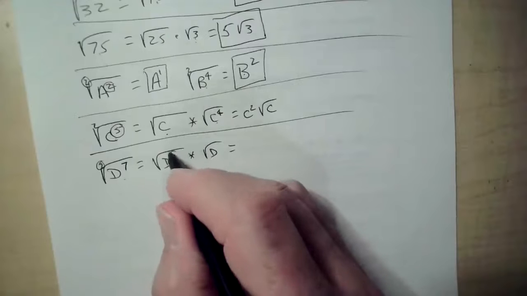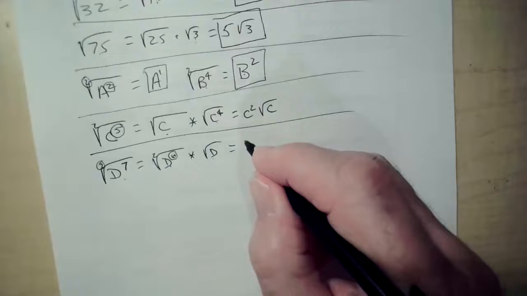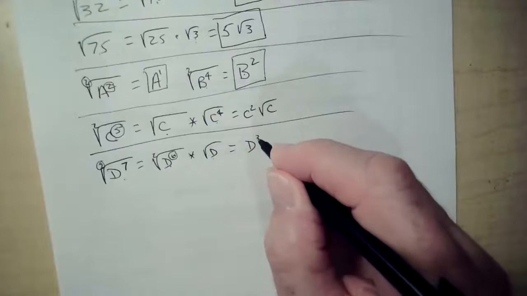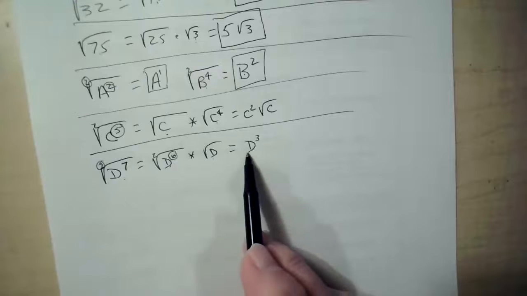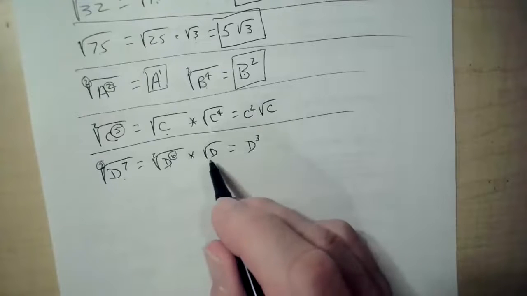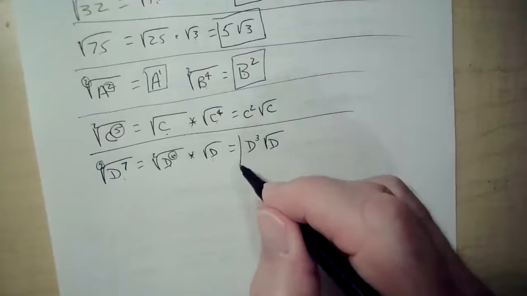Now what's the square root of d to the 6th? Remember, we're going to divide this by 2, by the index. So it's going to be d cubed. Now again, once we take the square root of it, it comes out of the radical. And the square root of d is, we don't know, we don't care.